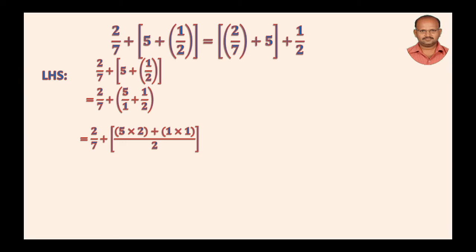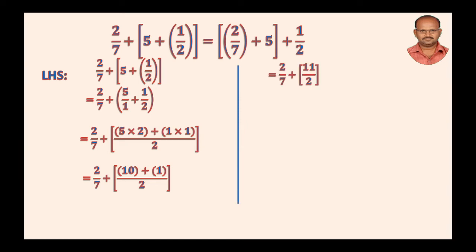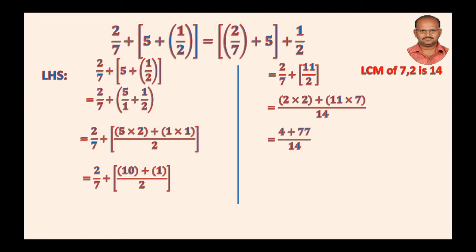Then that is equal to 2 by 7 plus 5 2s are 10 plus 1 1s are 1 upon 2 bracket close, that is equal to 2 by 7 plus 10 plus 1, 11 by 2. LCM of 7 comma 2 is 14. 2 2s are 4 plus 11 7s are 77 upon 14, that is equal to 4 plus 77 by 14. Final answer is LHS is equal to 81 by 14.